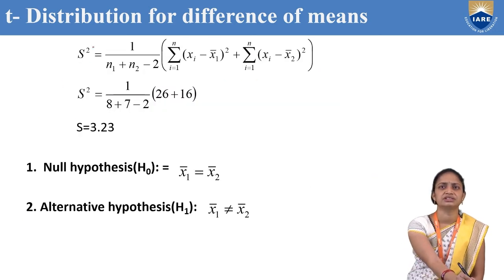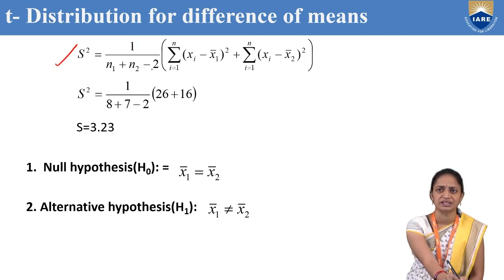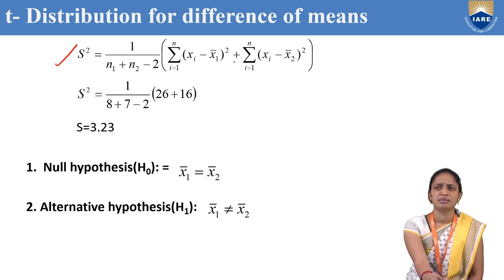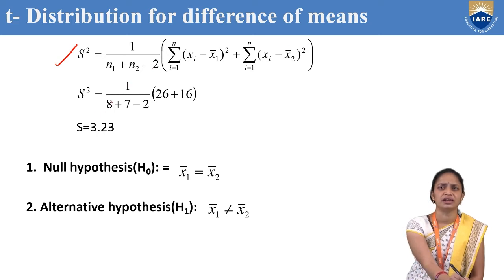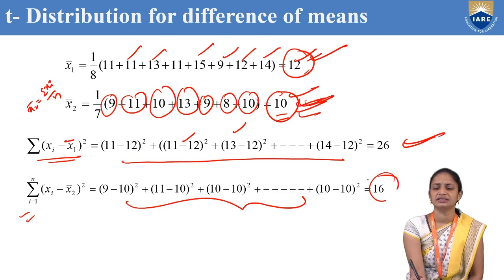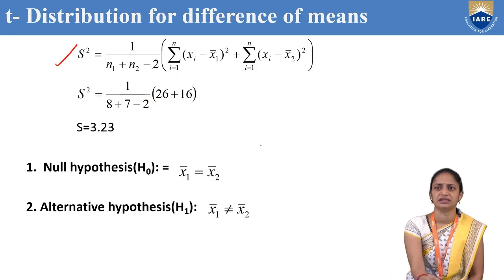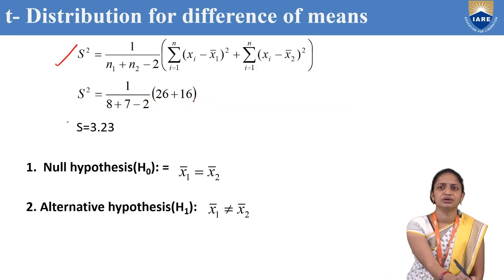So s square equal to, we have the formula 1 by n1 plus n2 minus 2 into summation i equal to 1 to n xi minus x1 bar whole square plus summation i equal to 1 to n xi minus x2 bar whole square. That is equal to 1 by 8 plus 7 minus 2, where summation xi minus x1 bar whole square is 26 and summation xi minus x2 bar whole square is 16. So 26 plus 16. From that we will get s, which is nothing but under root of variance. So s equal to 3.23.